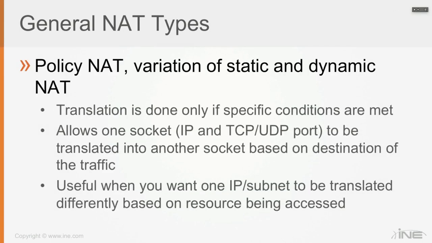Policy NAT is a variation of either static or dynamic NAT. As the name states, translation is done based on a policy, only if specific conditions are met. Policy NAT allows one socket, IP and TCP port, to be translated into another socket based on the destination of user traffic. So it's useful when you want one IP or one subnet to be translated differently based on the resource being accessed.